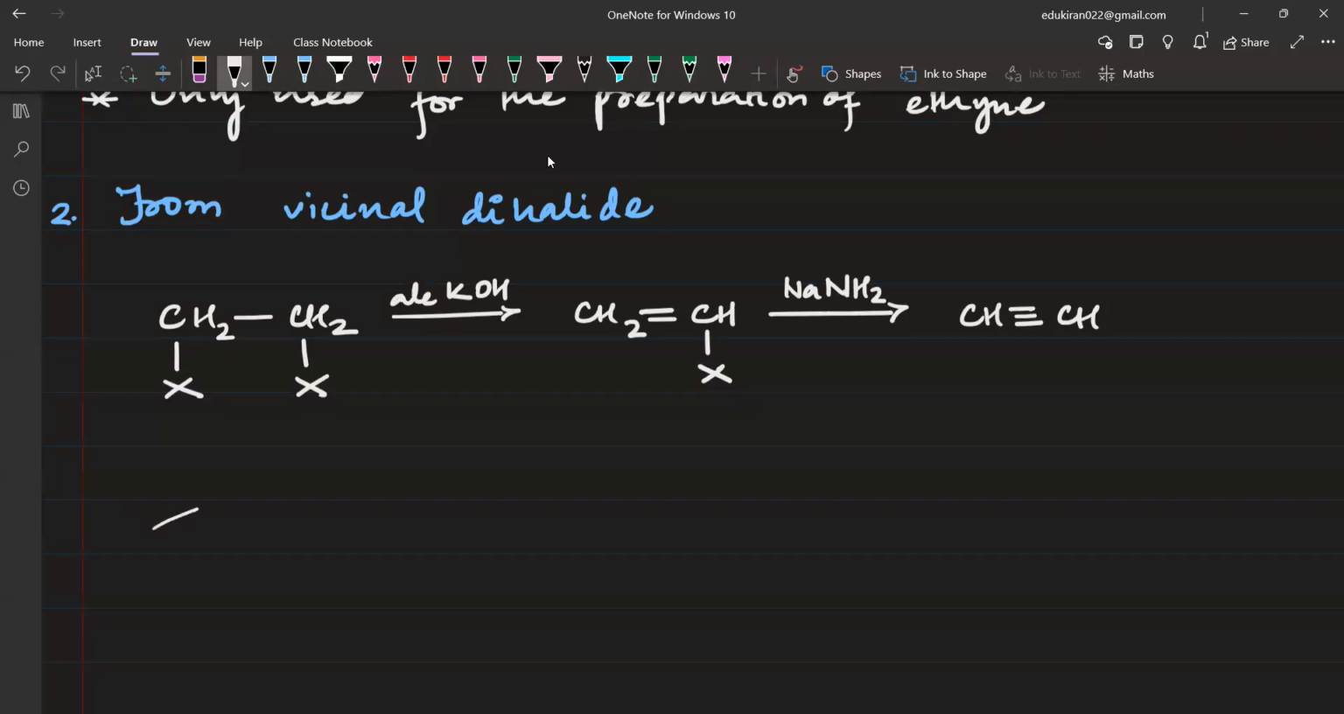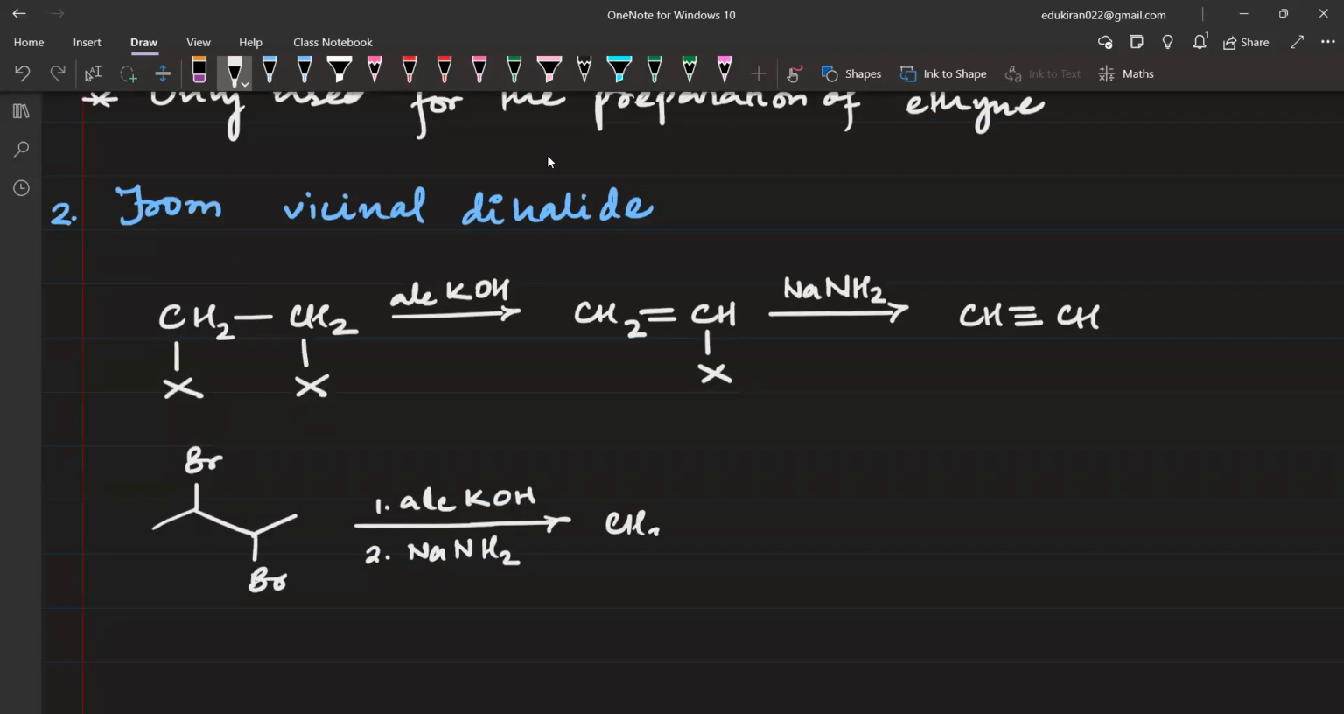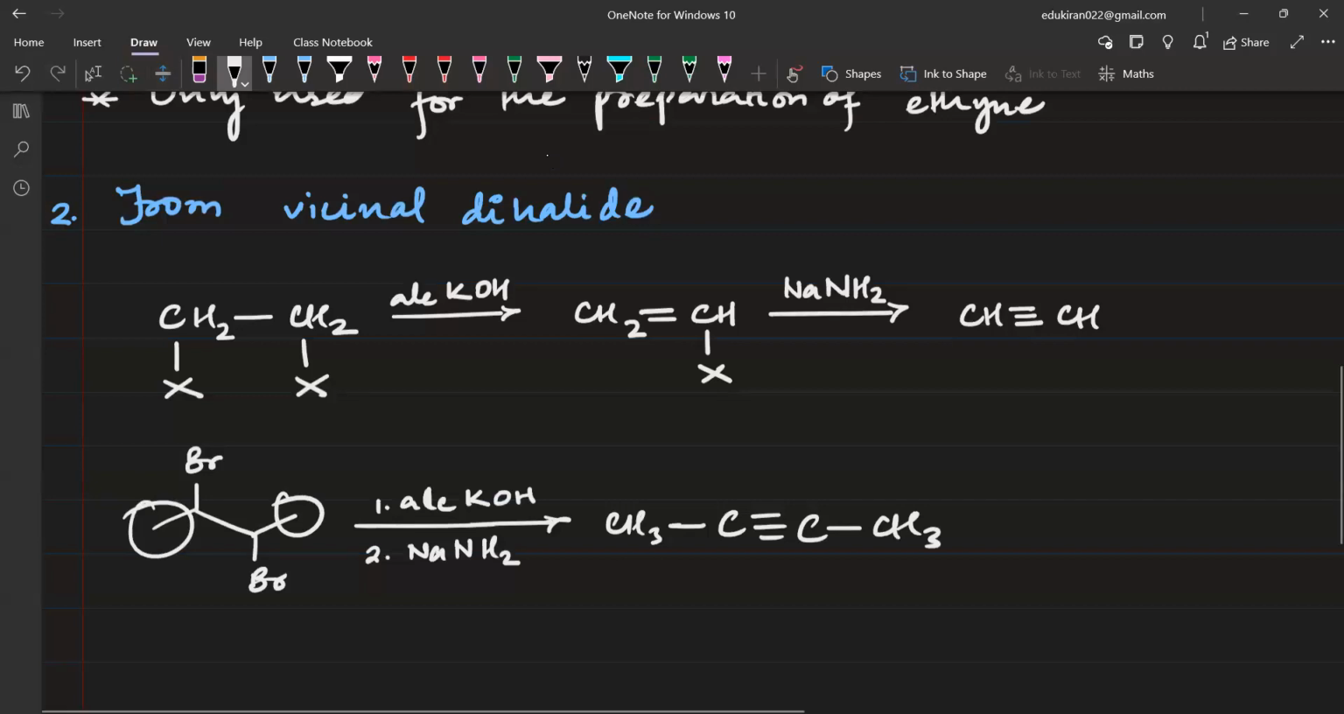So basically, if you have, let us suppose, 4 carbon atoms like this, with Br and Br here, in the first step, alcoholic KOH, the second step, NaNH2, you will get CH3, single bond carbon, triple bond carbon, and then CH3. So the two groups that are attached here remain as they are; only the hydrogens and the halogens are being removed. Okay, please write this down.